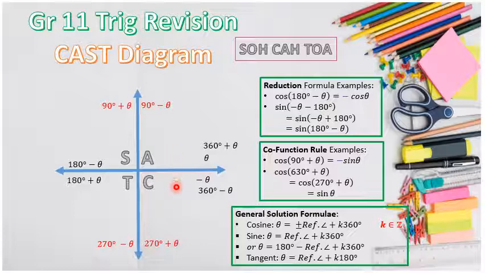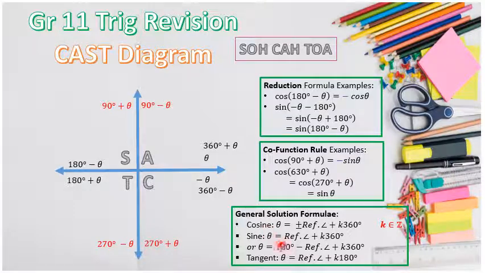Okay, why do we have plus minus the reference angle? Because if you look back to the CAST diagram, those are the quadrants in which cos is positive. So the plus theta quadrant and the minus theta quadrant. Hence, we have plus minus our reference angle.